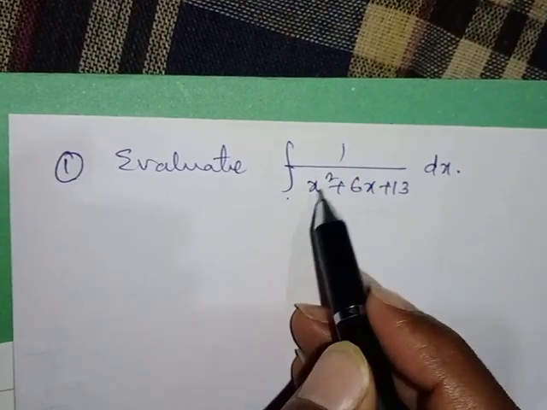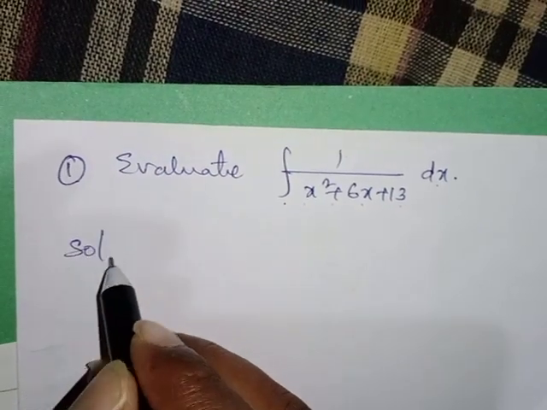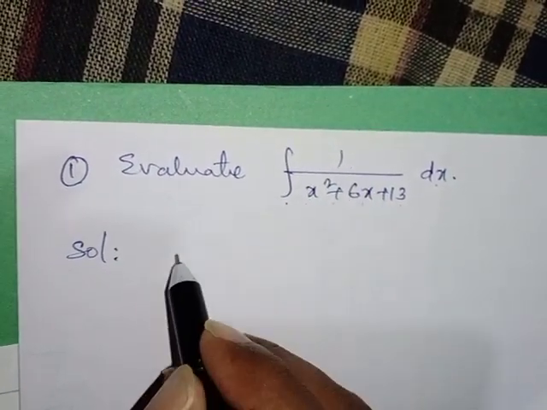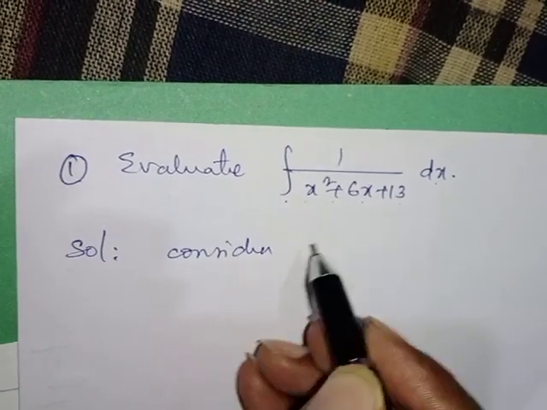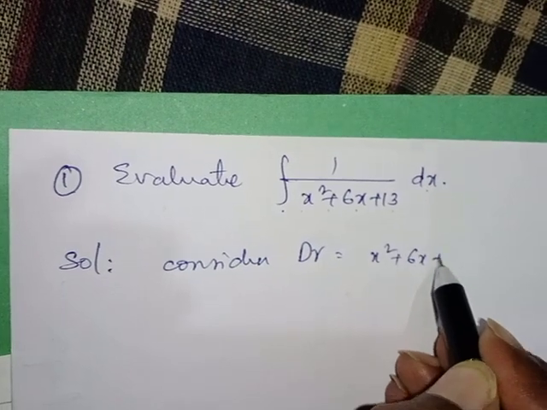Evaluate the integral of 1 upon x square plus 6x plus 13 into dx. Solution. In this case, consider the denominator, which is equal to x square plus 6x plus 13.